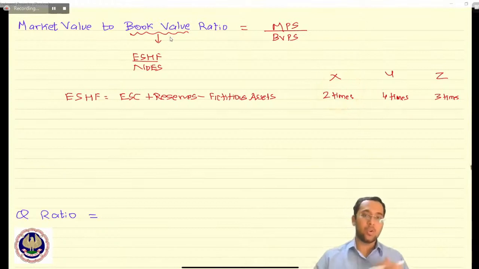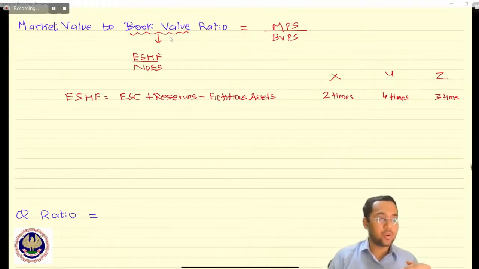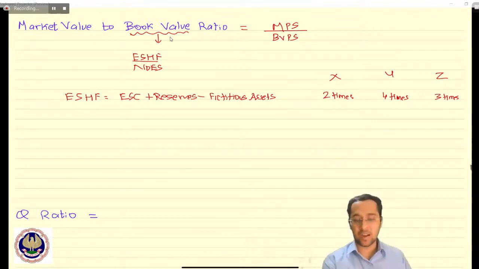But again, you need to analyze further as to how much profit the company is generating. What are the cash flows of the company? So you need to undertake some further analysis for this also. Okay, so the market value to book value ratio stands like this: market price per share to book value.